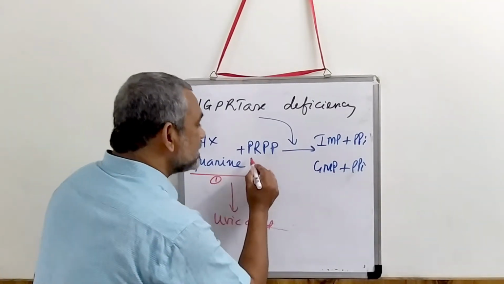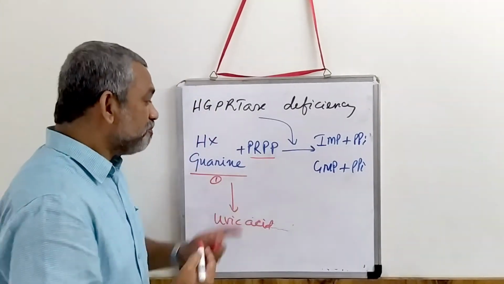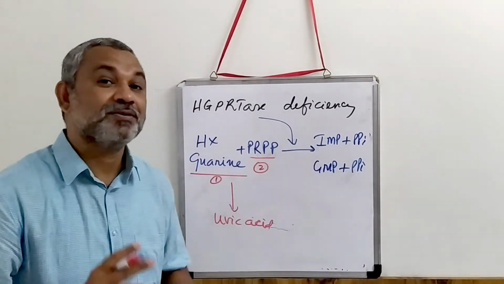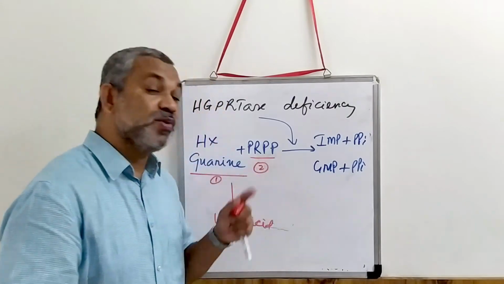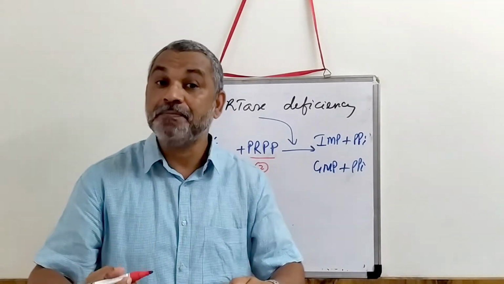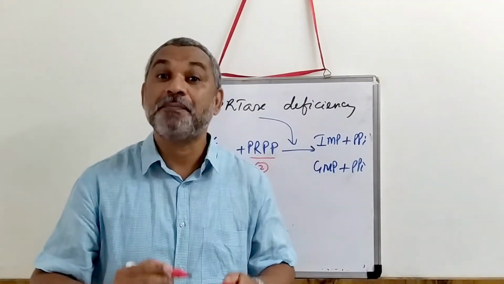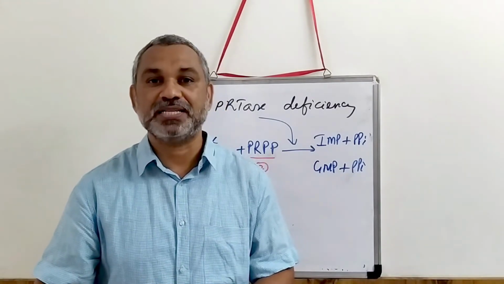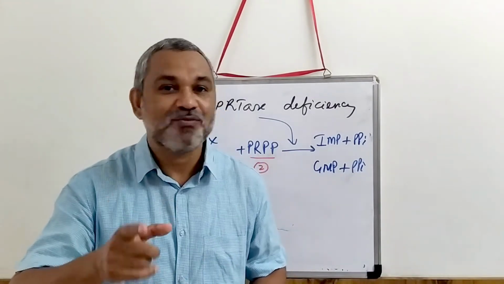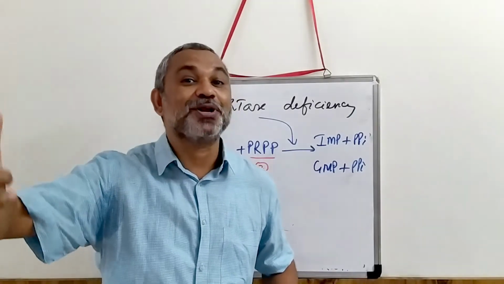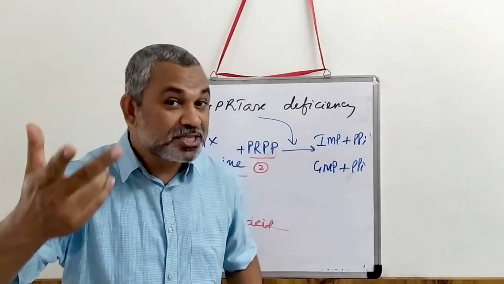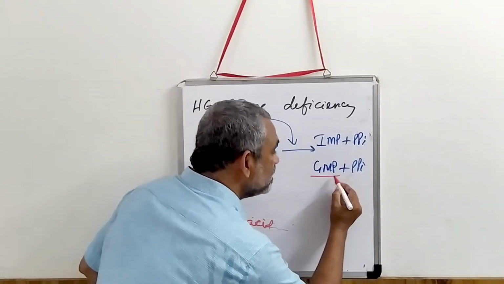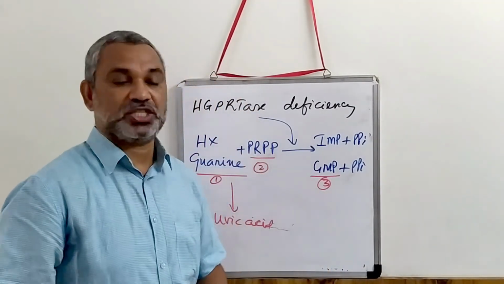That is one way. Second, if PRPP is not consumed, what will happen? You should already say that it will stimulate which enzyme? Glutamine PRPP aminotransferase. If it is stimulated, what will happen? Increased production of uric acid and other nucleic acids will occur. You see how it is precipitating.